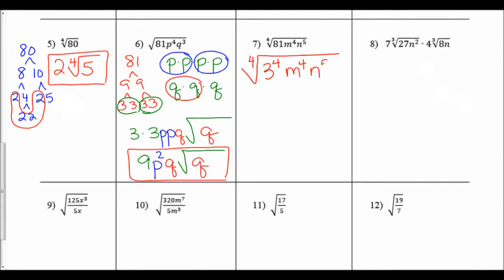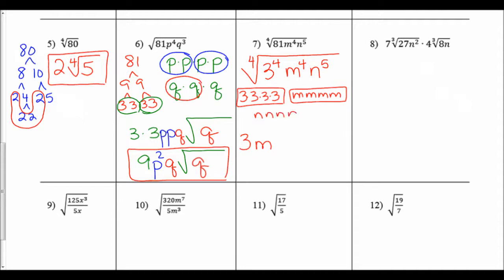Then we have m to the 4th, and we have n to the 5th. I'm trying to decide what needs to come out from underneath the radical. I wrote this one this way so that we could see anytime we have an exponent that's 4 or larger, that means it's going to be able to come out from underneath the 4th root. If I listed my factors out, I've got 4 3's, so I can take a 3 out from underneath. I've got 4 m's, so I can take an m out from underneath.